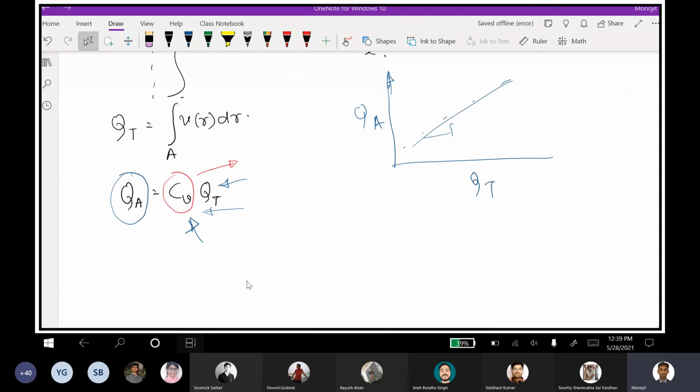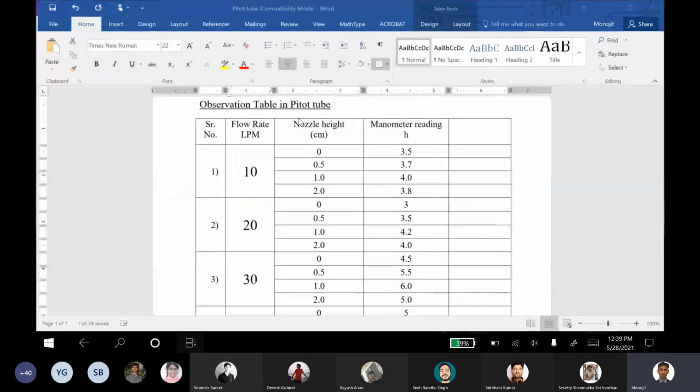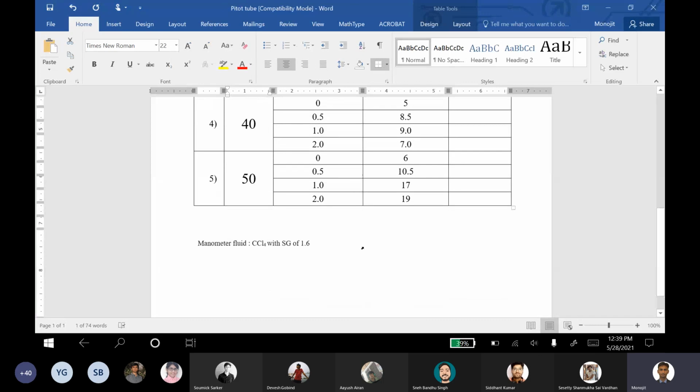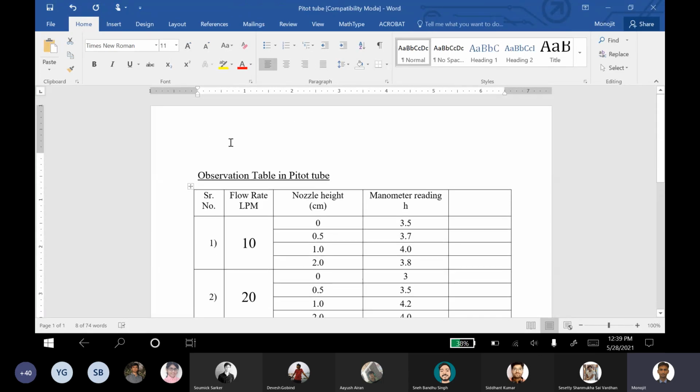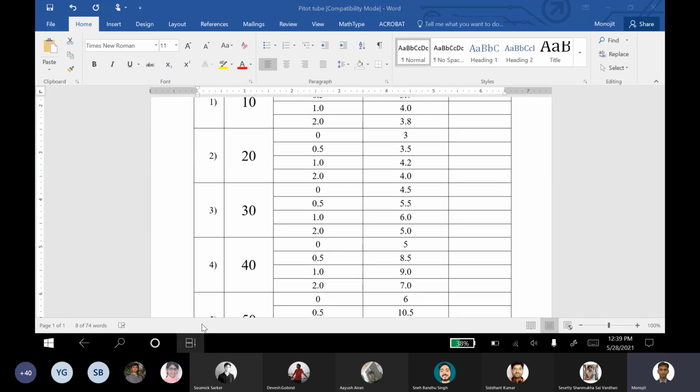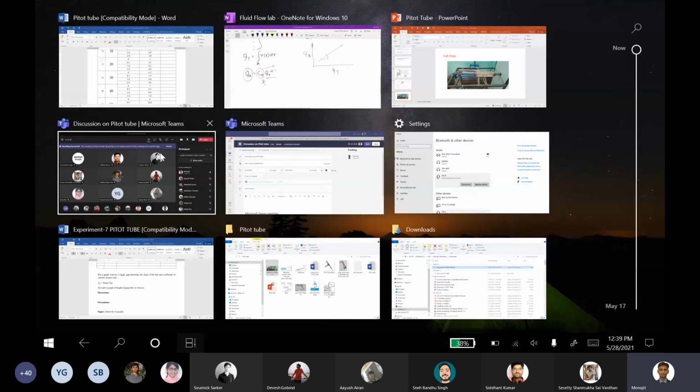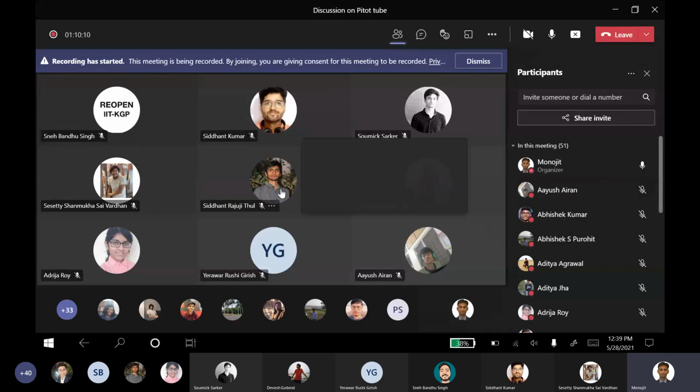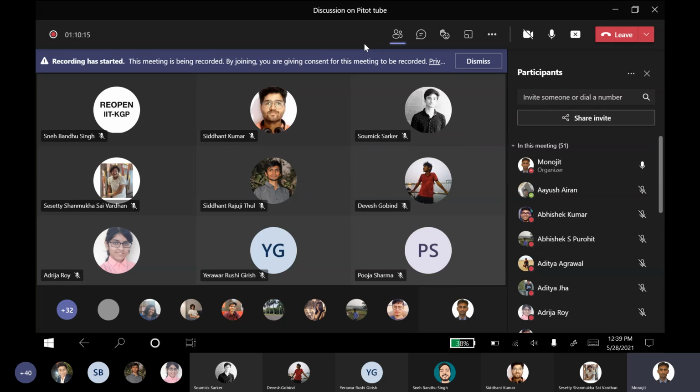So that is all about the pitot tube, and you tell me what information you need from me. The specific gravity of the manometer fluid is also given. So I'll share this observation table with you. I'll share the PPT as well, and I think that's it. Fine. Do you have any questions?